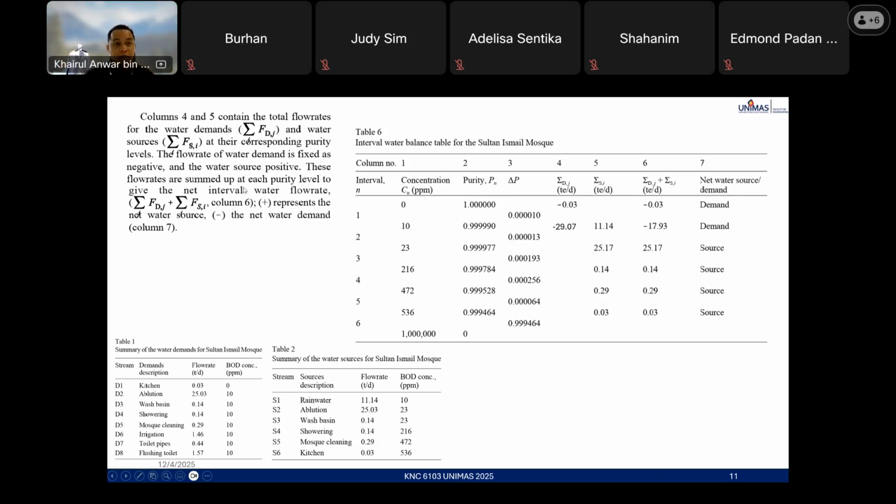These flow rates are summed up at each purity level to give the net interval water flow rate, column 6. So demand plus source: plus represents the net water source, and minus is the net water demand in column 7. So negative becomes demand, positive is the source.